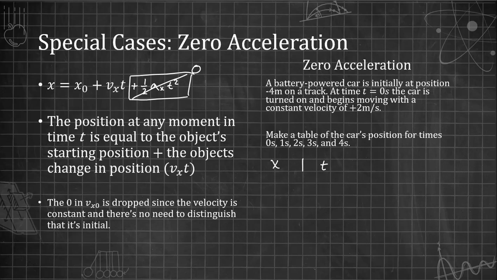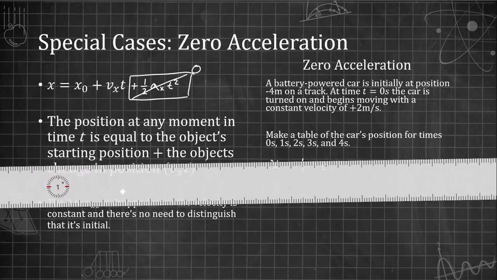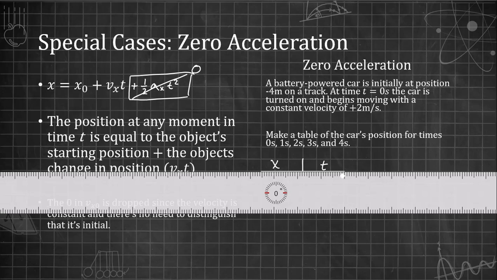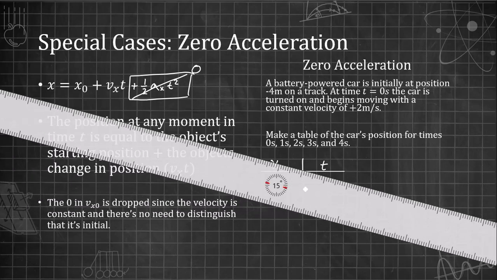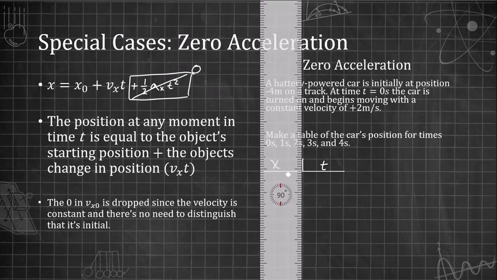So what we'll do is we'll take a look at the example to the right where we have a battery-powered car. It's initially at some position -4 on a track, and at time t equals 0, the car is turned on and it begins moving with some constant velocity, +2 meters per second. We want to make a table of the car's position for time 0 seconds, 1 second, 2, 3, and 4.